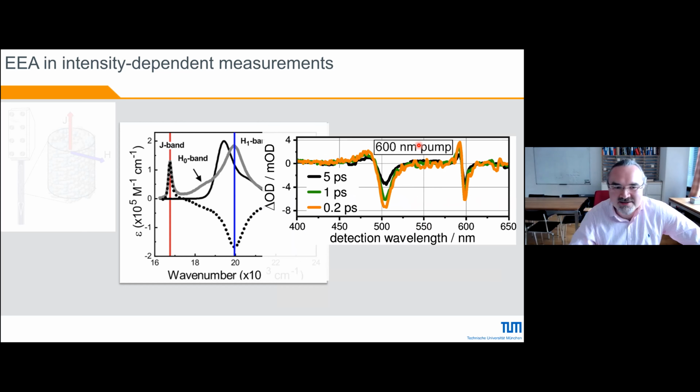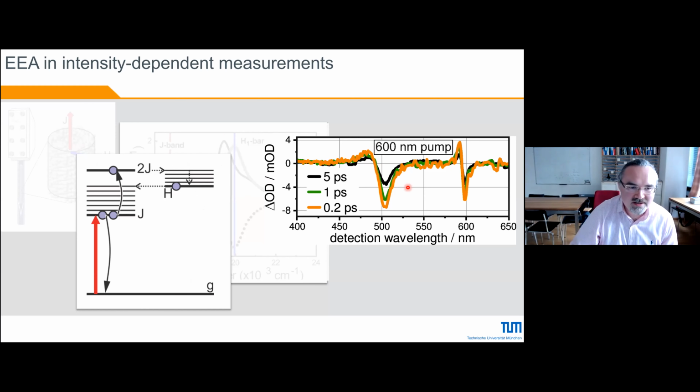But we have another hint that exciton-exciton annihilation in this system is actually something omnipresent and defining, because if we pump at 600 nanometers, which is just the peak of the J band here, then already at very early times, 200 femtoseconds, we see excited state absorption that sits above the H band, right? So this would tell you that you populate the J band and then something puts population in the H band automatically, right? So this ESA here can only be explained by ESA from an excited H band over there.